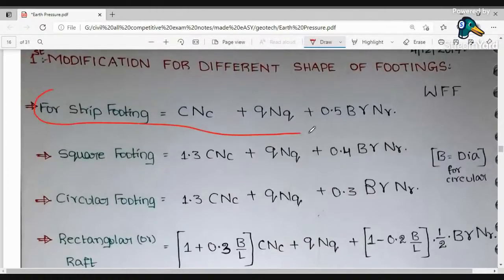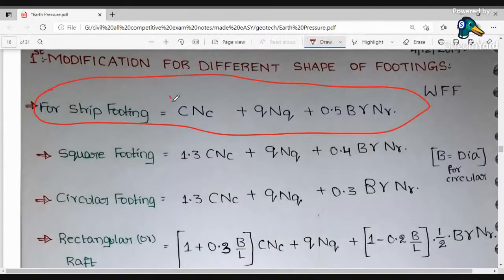Try to remember this formula. Here c is the cohesion, and Nc is the bearing capacity factor. q is basically the effective stress or the surcharge, and Nq is the bearing capacity factor. 0.5 B gamma: gamma is the unit weight, B is the width of the foundation, and N gamma is the bearing capacity factor. Okay, so similarly we have square footing.